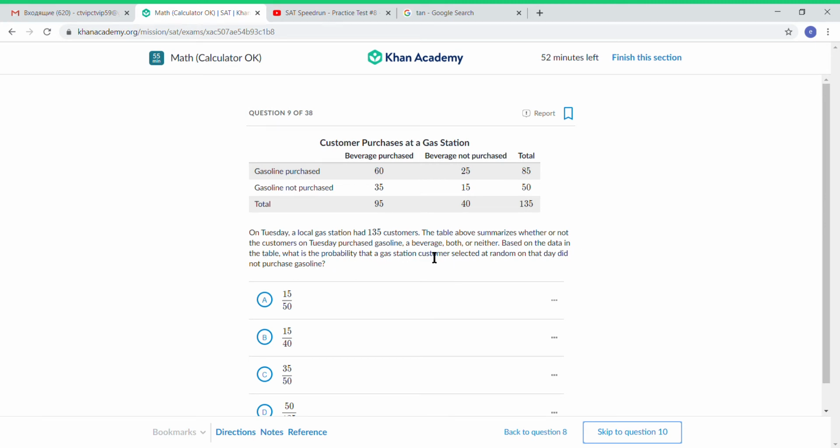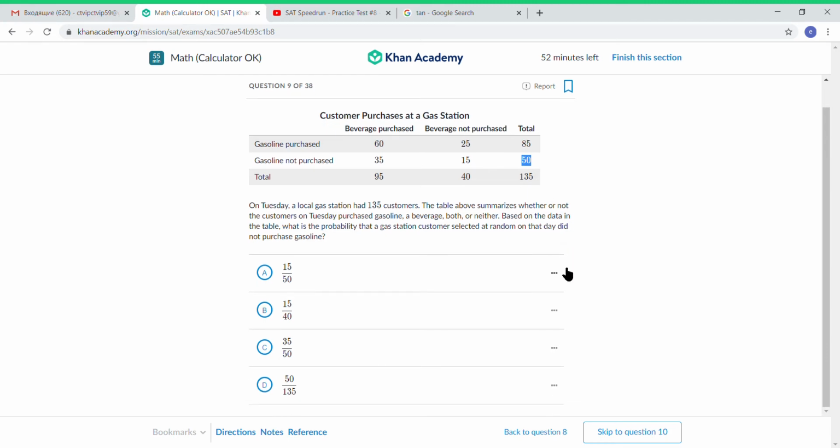Gas station customer at random did not purchase gasoline. Gasoline not purchased, so that's 50. 50 over 135. 50 over 135. There.